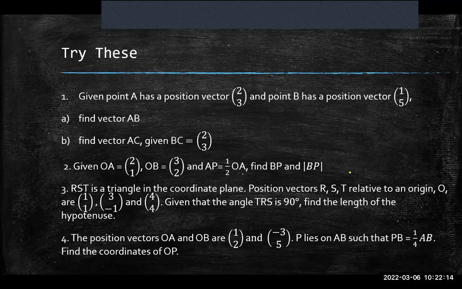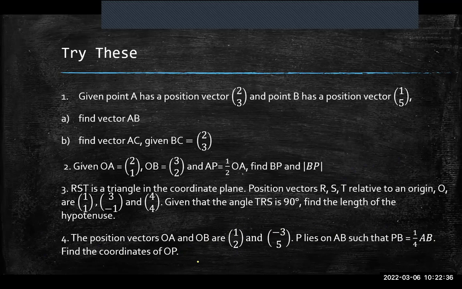Let me just talk it out with you first. The position vectors OA and OB are 1, 2, and minus 3, 5. So OA is 1, 2, OB is minus 3, 5. P lies on AB such that PB is a quarter of AB. Find the coordinates of OP. So there's a lot going on here, but it's fine, right?